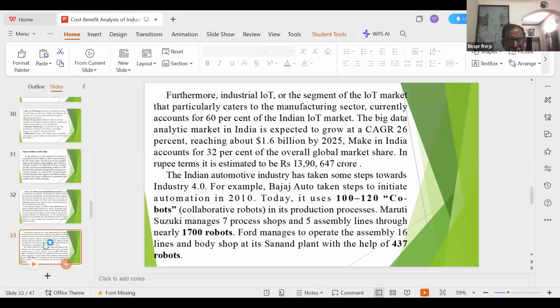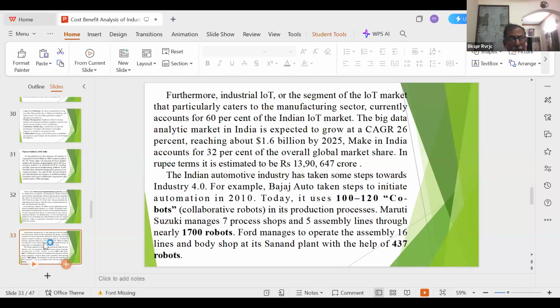The big data analytics market in India is expected to grow at a compound annual growth rate of 26%, reaching about 1.6 billion US dollars by 2025. Make in India accounts for 32% of the overall global market share. In rupee terms, it is estimated to be rupees 13,90,647 crores.